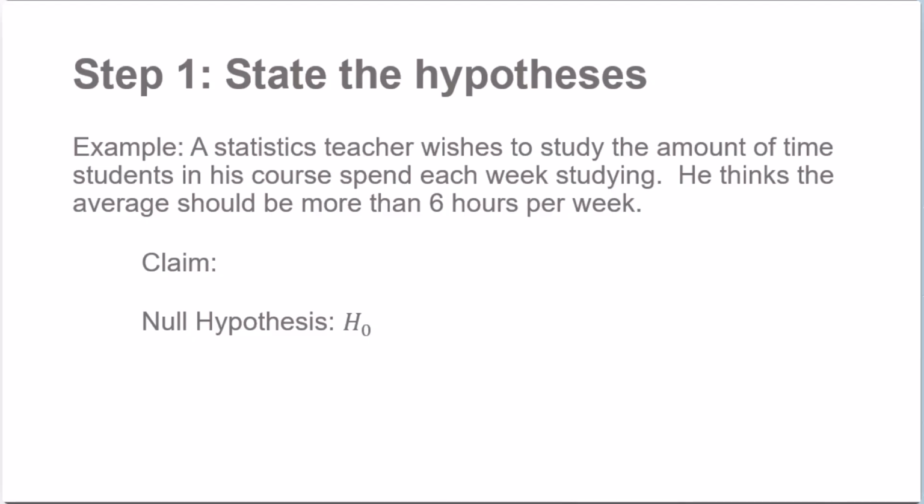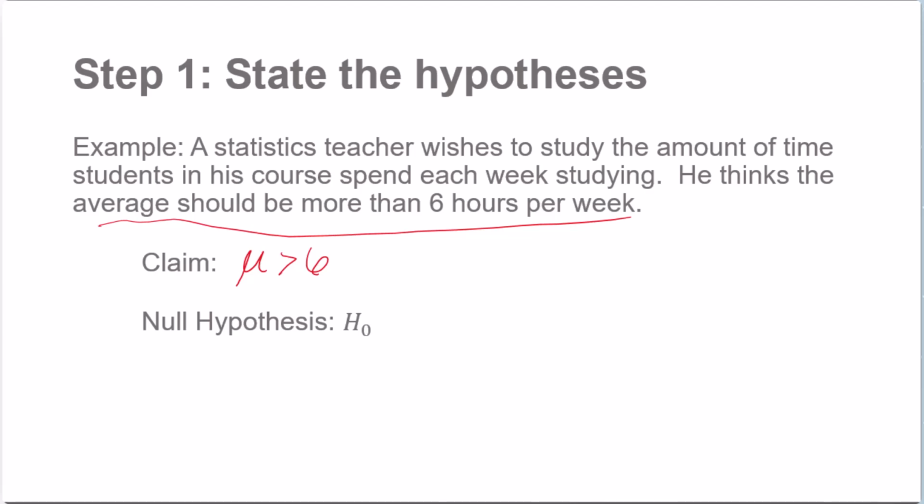So my example here is a statistics teacher wishes to study the amount of time students in his course spend studying each week. He thinks that the average should be more than 6 hours per week. So the statement here that he thinks the average should be more than 6 hours is the claim that we're making. So the question is: this average time spent studying, this is talking about the mean of a population, the population being students in this statistics course. Is that mean greater than 6? Right, so my claim is that it's greater than 6. That may or may not be true.